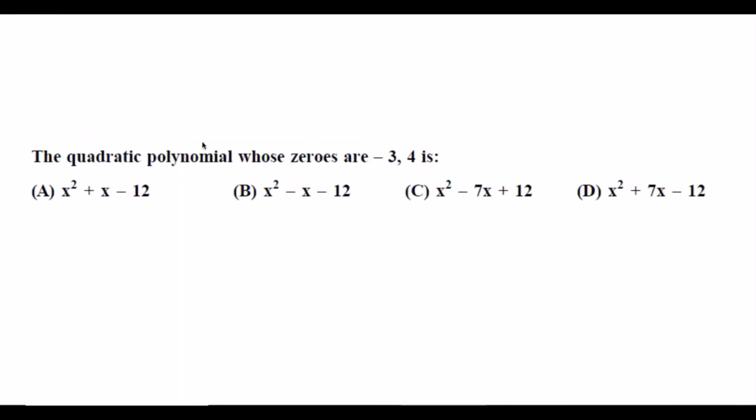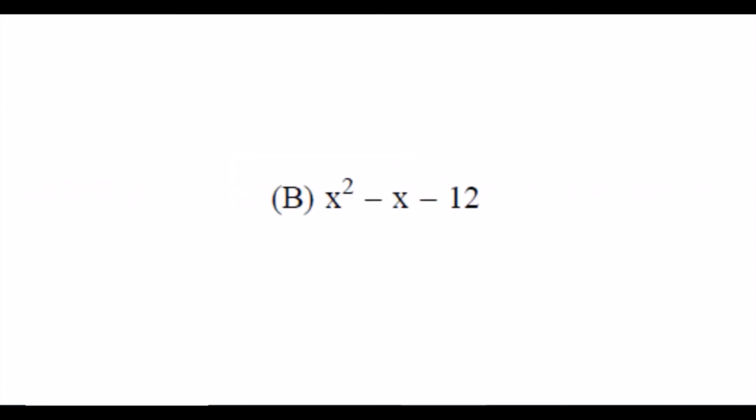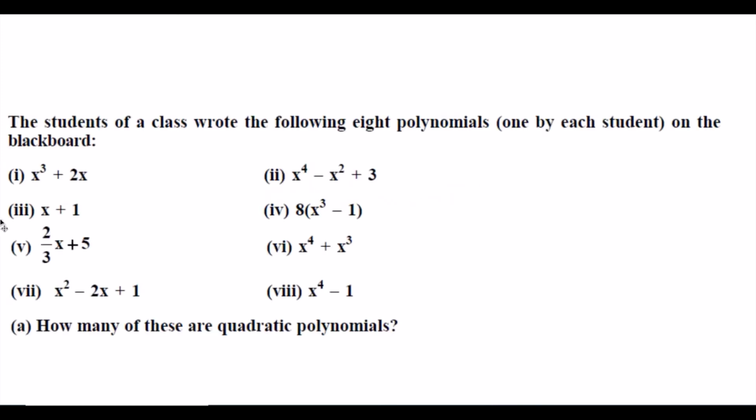Here zeros are given, you have to form the polynomial. Here you can use polynomial is equal to x square minus sum of the zeros into x plus product of the zeros. This is the polynomial x square minus x minus 12. Here some polynomials are given, you have to find the quadratic polynomial. Quadratic polynomial means the highest degree is equal to 2.